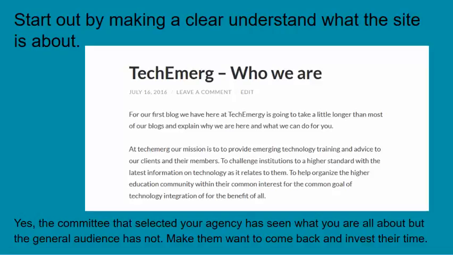I started out my blog by making a clear understanding of what the site is all about. Here, as it says down there on the bottom, the committee who selected me or the company to do the work for them, they knew who we are, they know our mission statement, they know where we came from, our history, all stuff like that. But the general user, it would give a better understanding of who we are and what we can provide them. And I made a little mission statement there, and I went through and say who we are, and I gave a little history about the people who actually worked at this fake company.